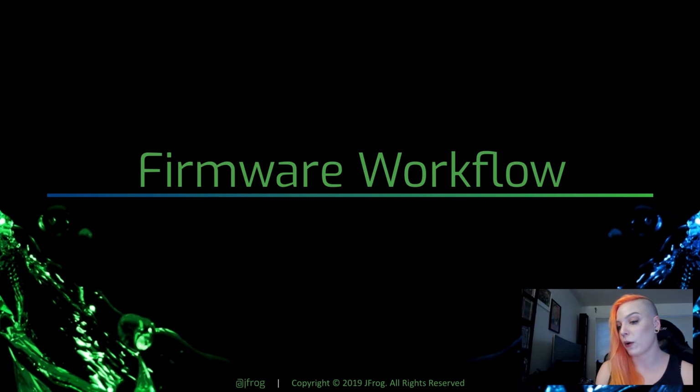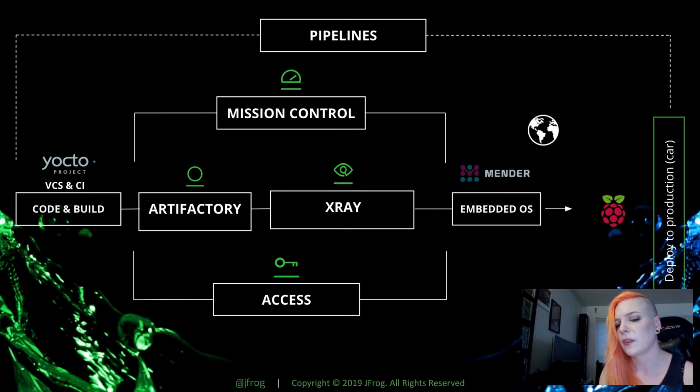Next up is the firmware workflow. This one's a little more complicated. Similar to the software workflow, this is an overview of what happens. Yocto is used to create our builds. We have pipelines handling all of the events again, and Xray checking our packages for vulnerabilities again. We're also using Artifactory again, but this time for a little bit more than storing binaries. It's handling some of the workload for Yocto, storing its build cache to make things faster later on. And we are using Mender to handle the over-the-air deployment.